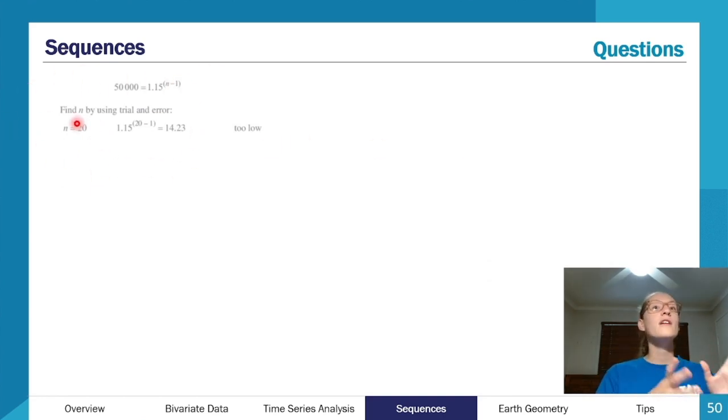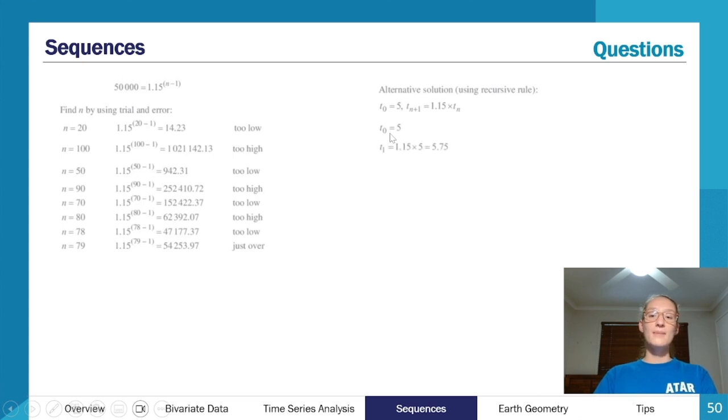So they said, okay, what if we let N equal 20? Oh, no, that's too low. That's not what we're looking for. They did a bunch more maths. They said, well, what about if we let N equal 100? Well, that's too high. That's not what we're looking for. What about 50? What about this? So pretty much they just tried all these different substitutions until they got the number they were looking for.